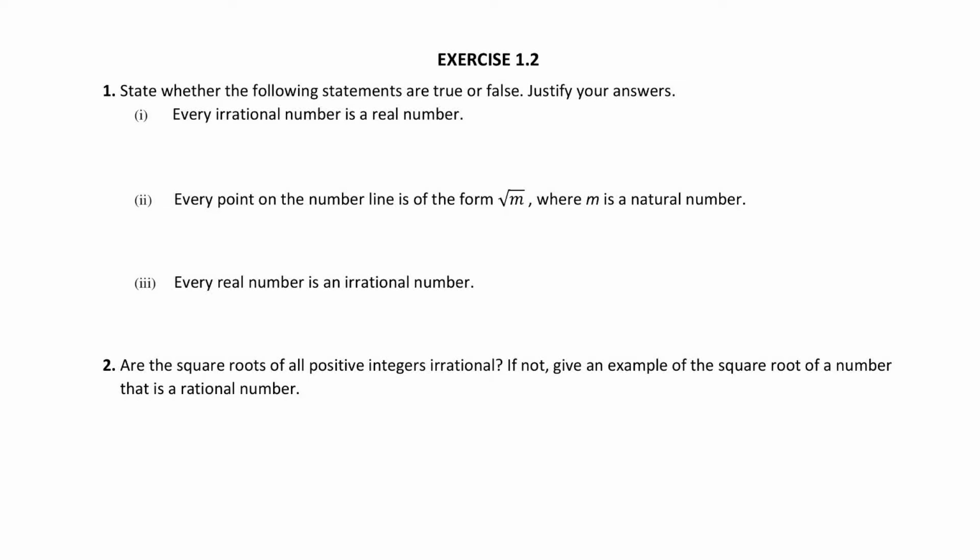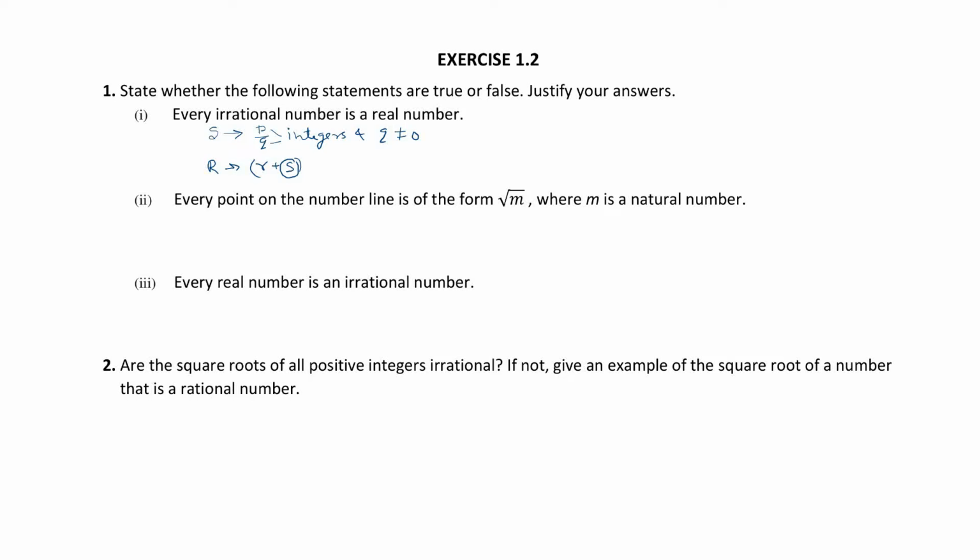Any number S can be an irrational number when it cannot be written in the form of p by q, where p and q both are integers and q is not equal to 0. While if we define the real number, the real number is the combination of both rational and irrational numbers. So we can say yes, every irrational number is a real number.